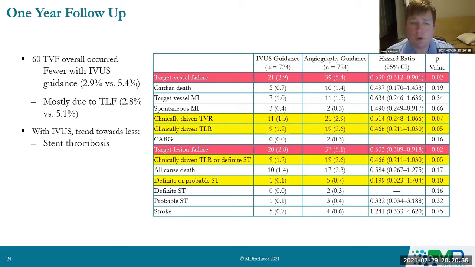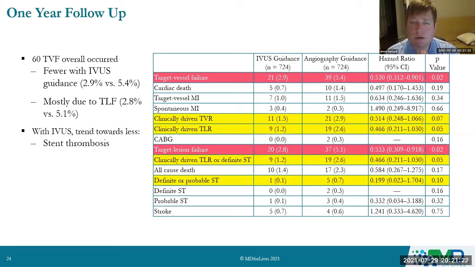So at the 1-year follow-up, there was a reduction in target vessel failure, meaning a new lesion in that vessel that needs to be treated, including target lesion failure, within the stent or at the edges of the stent. So less target vessel failure, less target lesion failure, or in-stent restenosis for patients who had intravascular guided intervention. And this was a significant drop, by half-ish, 47% in both groups.